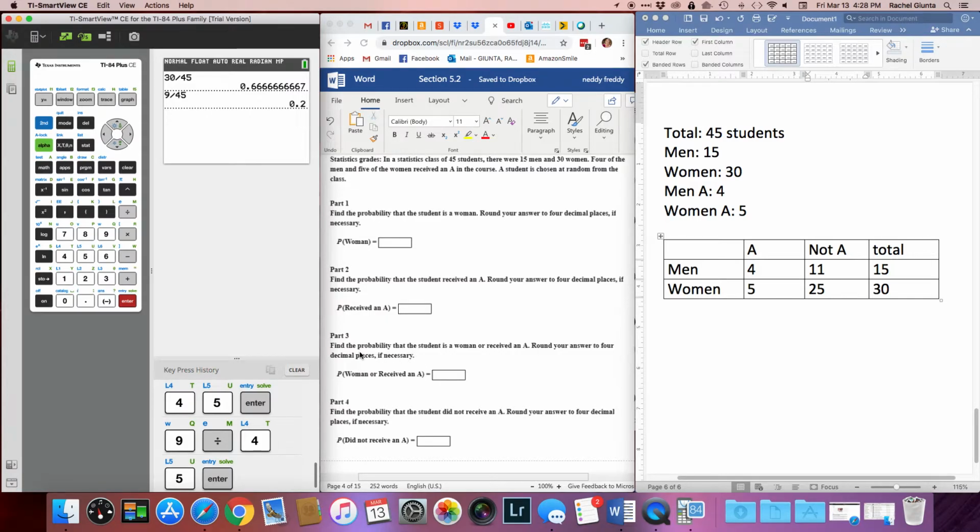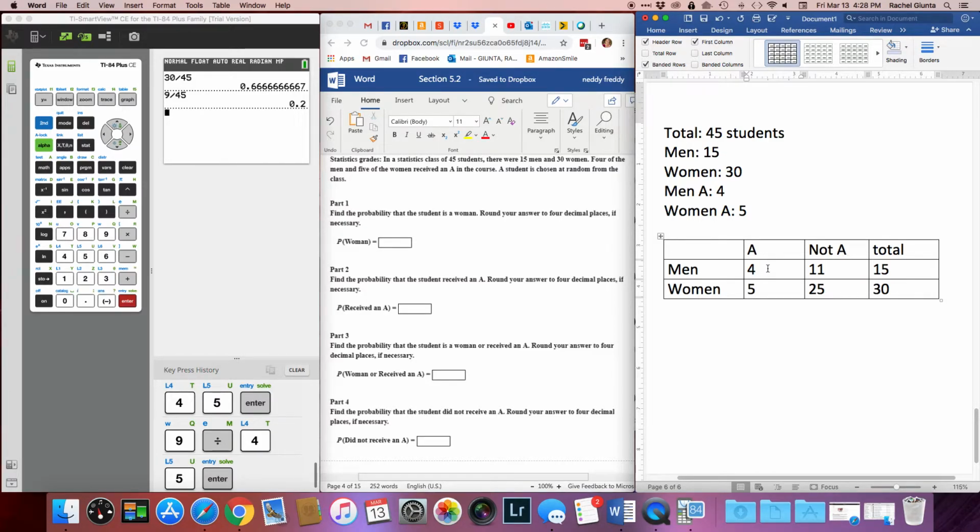Part 3, this is the one that people struggle with. Find the probability that the student is a woman or received an A. And this is where having a table like this really benefits you, because we want all the women, which is a total of 30, and then we want or received an A. So we want both of these groups of people, which is a total of 9, and we also want both of these groups of people, which is a total of 30, but these 5 people are counted in both groups, and we don't want to count anybody twice.